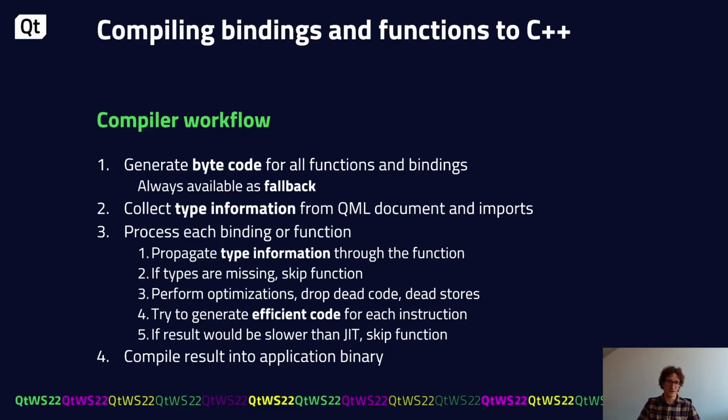And if it figures out, okay, I don't know what this is, then it has to skip the function. However, if at each point for each register it can figure out, okay, I know what this type is, then it continues. It performs optimizations and drops dead code and dead stores. This is surprisingly significant. And then it tries to generate efficient code for each instruction. If we can't generate code that's more efficient than what the JIT would do, we skip the whole function, because we cannot guarantee then that our compilation to C++ would actually be better. And the result is then compiled into the application binary.